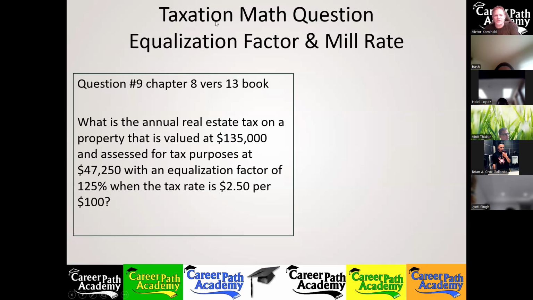All right, let's give another one here. The question is from chapter 8 of an old version book, the 13th version. So you guys are not going to have it in, I think, this current version. The question is, what is the annual real estate tax on a property that's valued at $135,000 and assessed for tax purposes at $47,250 with an equalization factor of 125% when the tax rate is $2.50 per $100 of value?